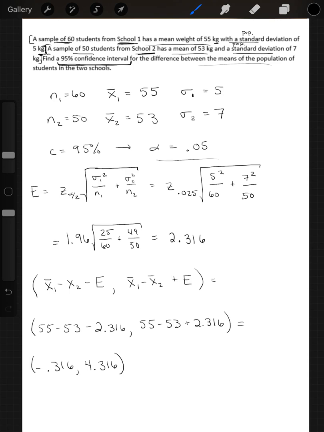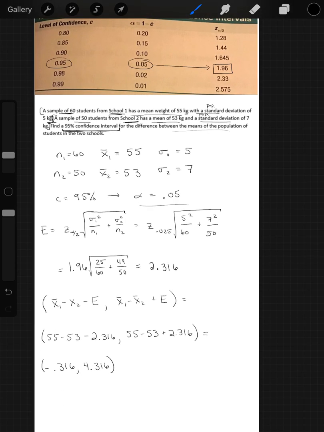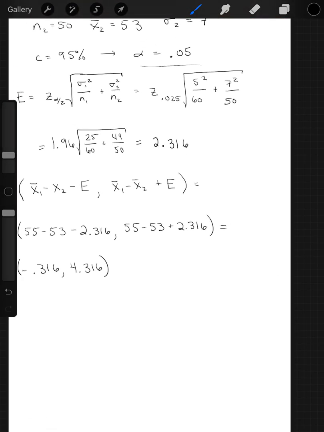So, that's our 95% confidence level. That's all this problem asked about, right? But if we think back to our three different options here, 0 is in the confidence interval, right? We go from a negative to a positive, means 0 is in there.